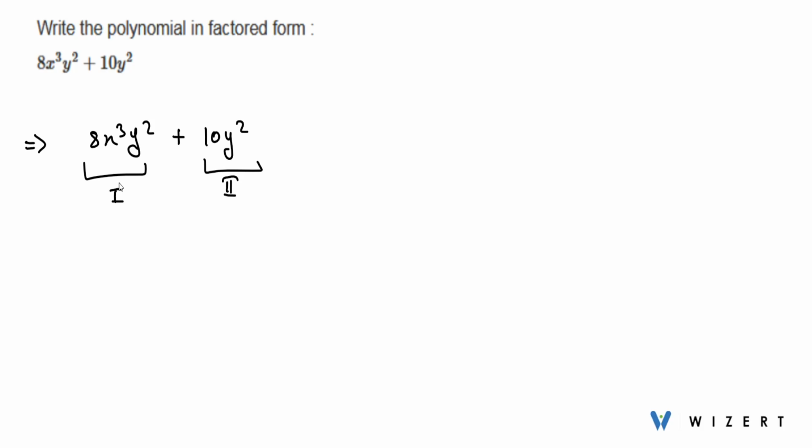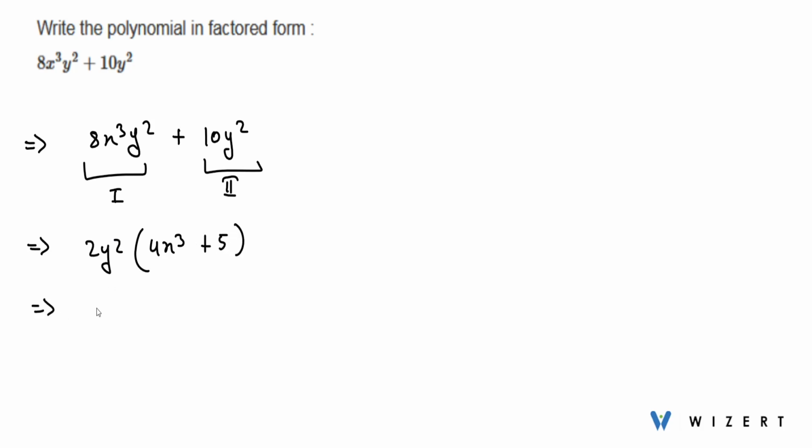Now from both these terms, if we observe carefully, then we can see that 2y square is common in both the terms. So let's take out 2y square from both the terms. So 2y square multiplied by, so if we divide the first term by 2y square, so we will have 4x cube, and if we divide the second term by 2y square, then we will have 5.